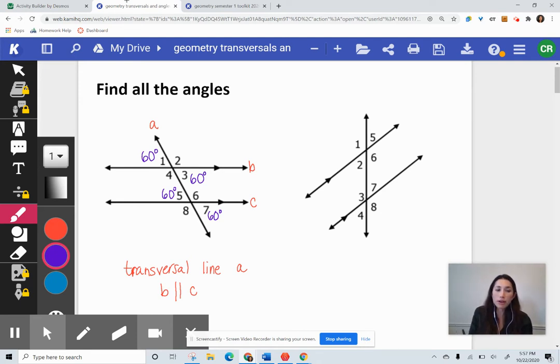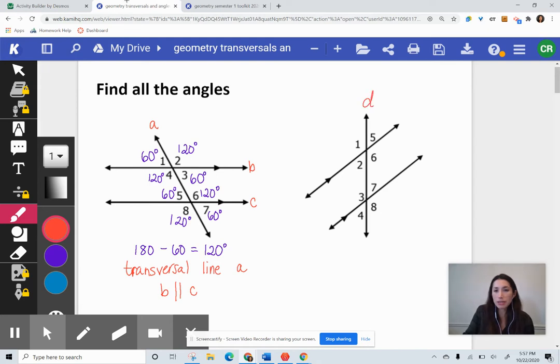Now to find the other angle measurement, we could take 180, because we know together these 2 angles form a line, a linear pair. They are supplementary. We could take 180 and we could subtract 60 degrees, and that would be 120. So now we should be able to label 120 degrees here, 120 degrees, 120, and 120.